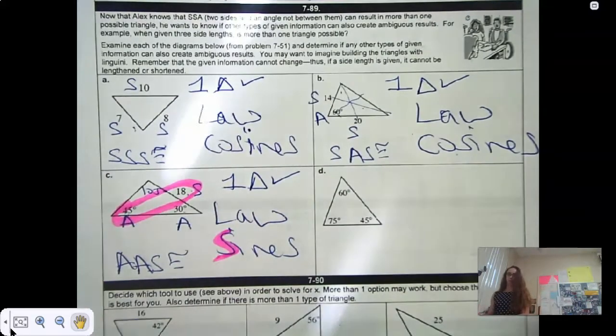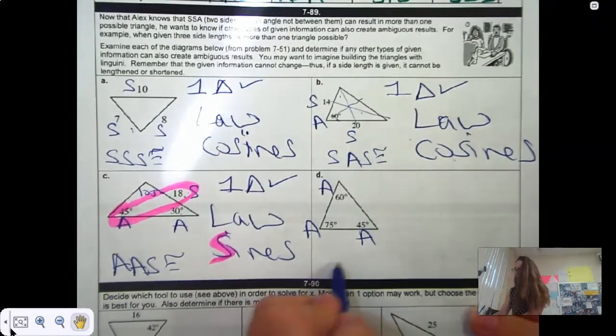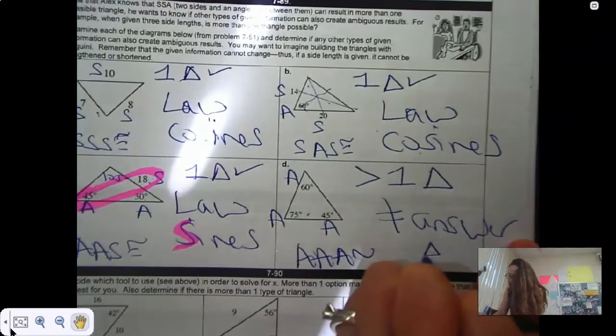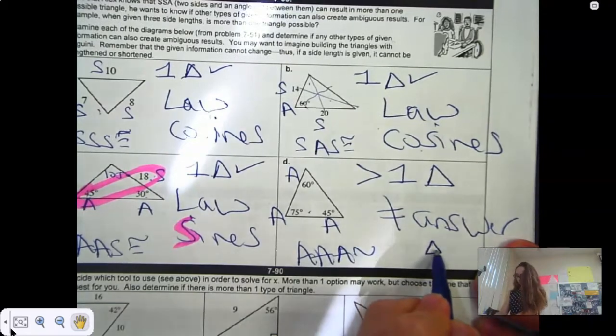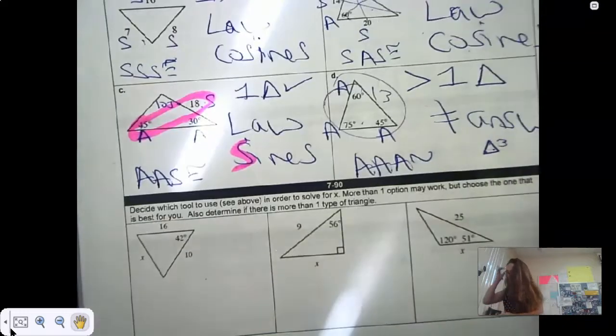Okay? All right. This is AAA. Well, AAA is similarity. So there is more than one triangle. So we cannot all get the same answer. Because your triangle could be this long. And then those sides, and that could be 45, 75, and 60. And then this triangle is this. So you might get 3 and I might get 13. We're both right according to our triangle, but we're not all going to get the same thing. Okay. Decide which tool to use.